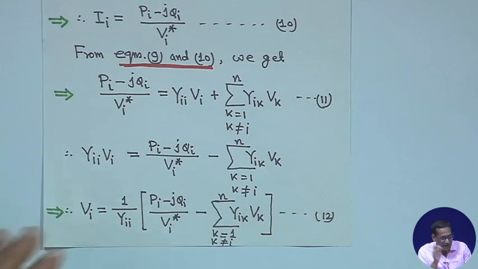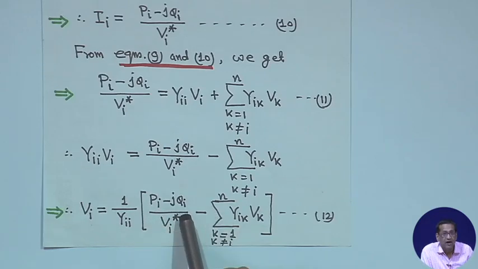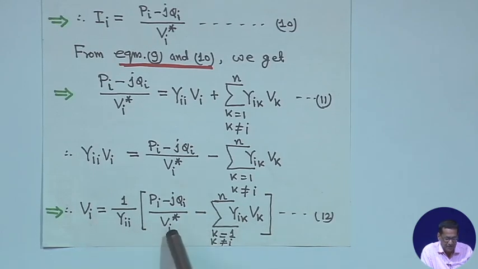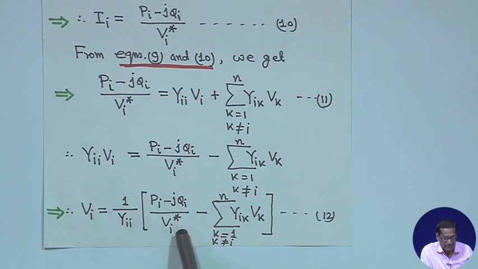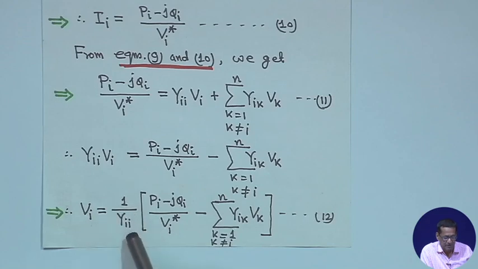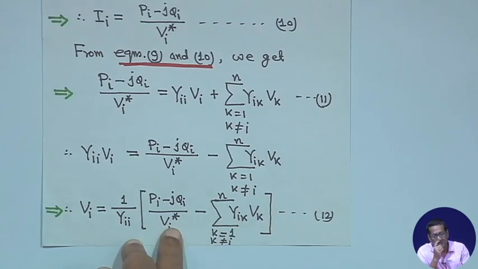That means we got the voltage equation for bus I in terms of power injection P I and Q I, that is real power injection and reactive power injection, and also in terms of Y I k V k. But here V I is also present, as its conjugate, and V I also appears here. So this is a non-linear equation; all load flow or power flow equations are non-linear equations.